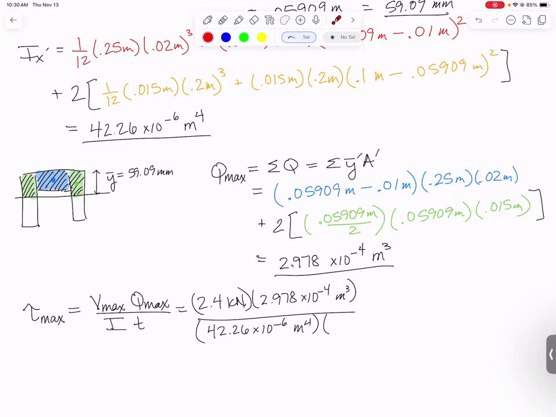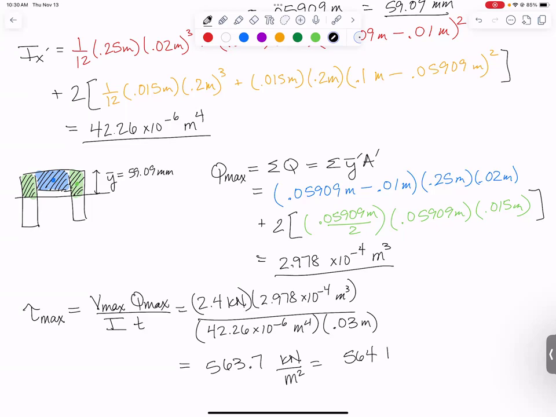So I'm going to have 2 times 15 millimeters or 30 millimeters. That would be 0.3 meters for my thickness. And you multiply that all out and you get 563.7 kilonewtons per square meter. And a kilonewton per square meter is a kilopascal. So I'm going to call that 564 kilopascals.